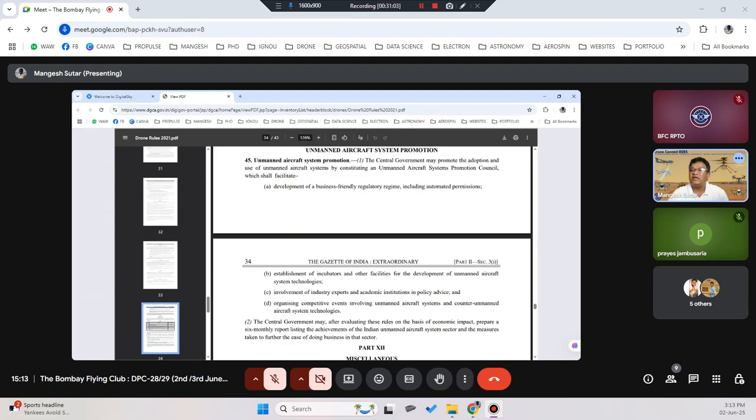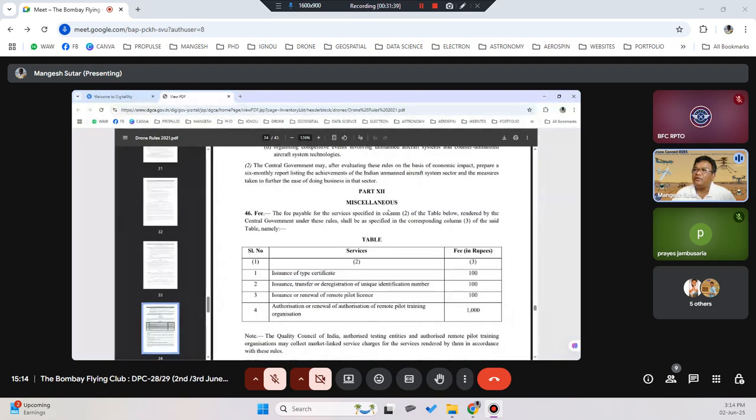Now they are talking about starting some flying zones also, where you can fly for recreational purposes. So even at our base we are going to establish a recreational zone where people can fly drones under the hurdles. Okay, we will be organizing some competitive events over there also. Okay, the central government may evaluate rules based on economic impact and prepare a 6-monthly report. So they keep amending, every 6 months they will review the rules, and accordingly they will make changes as per the promotion and adoption of the drones.